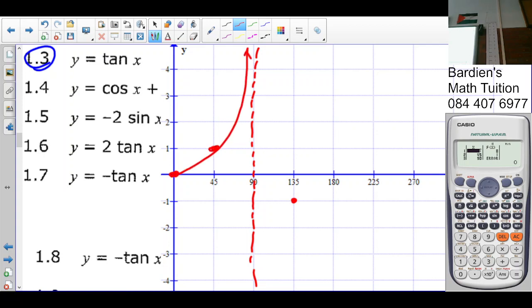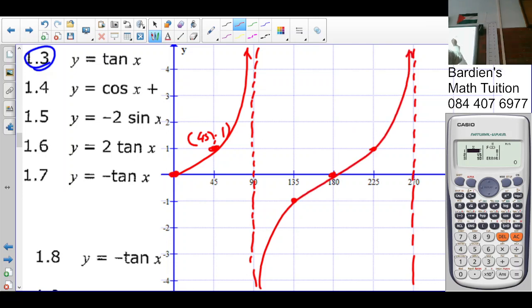So what happens is that point, and importantly that I draw this coordinate in. Okay? 180, 225 is 1. 270 is undefined again. Okay? So, is that the graph? You all okay with that?